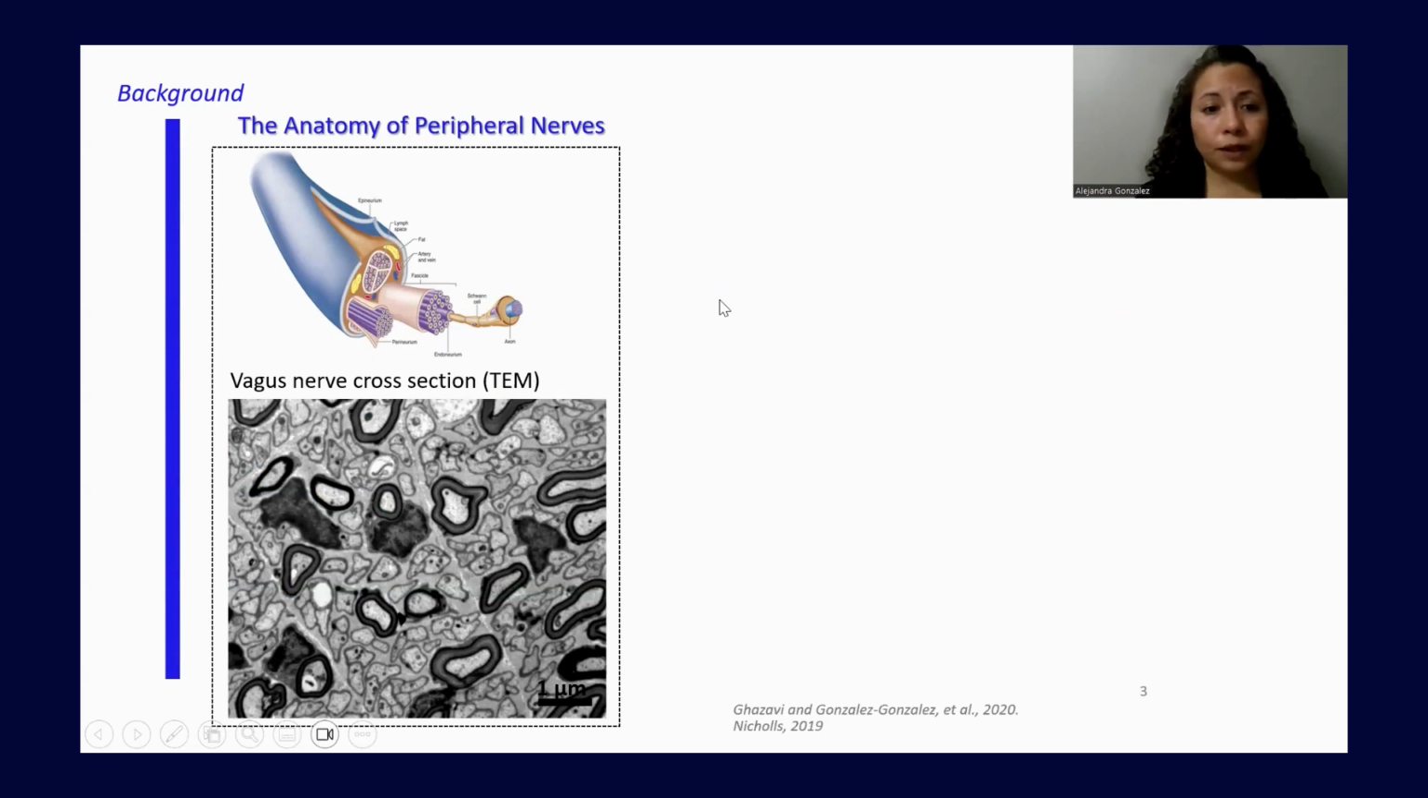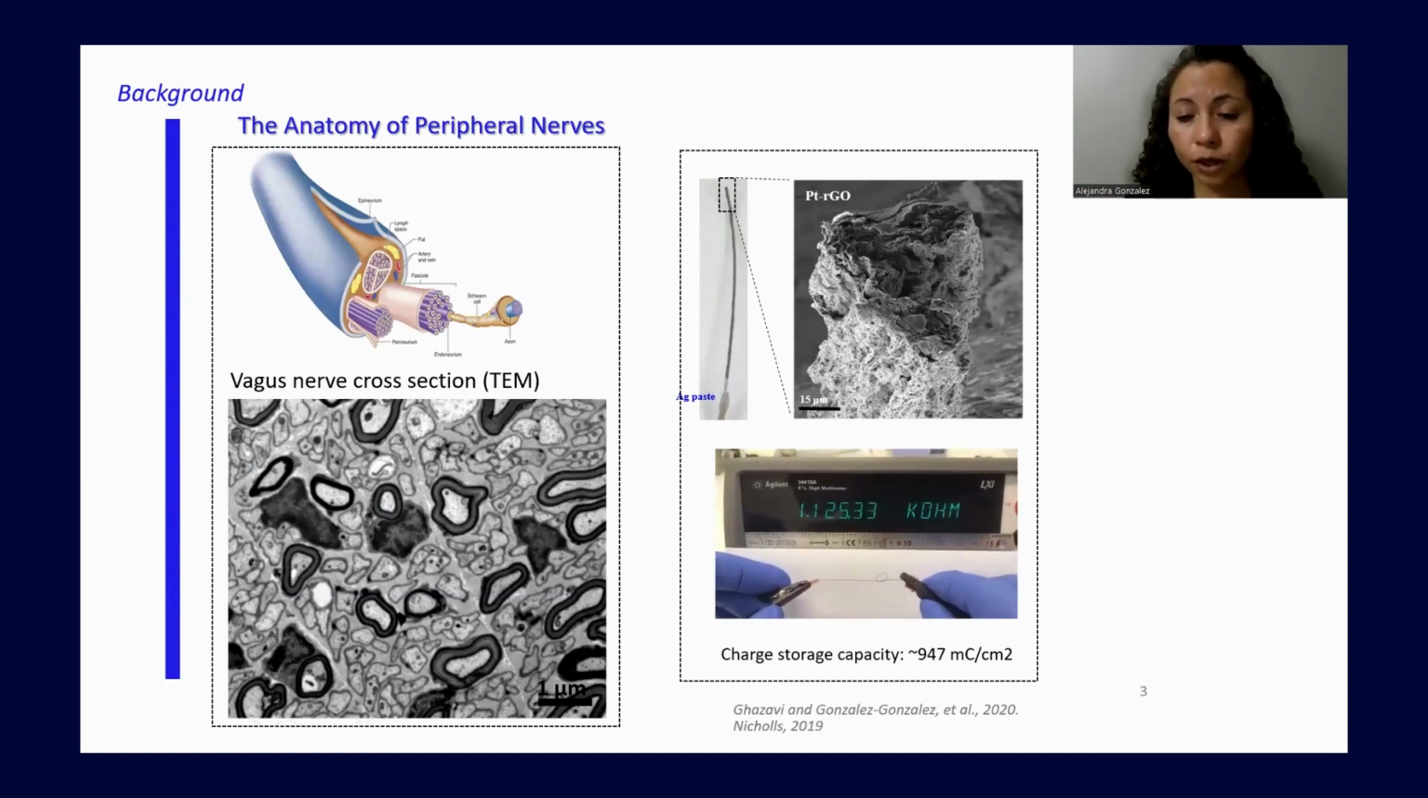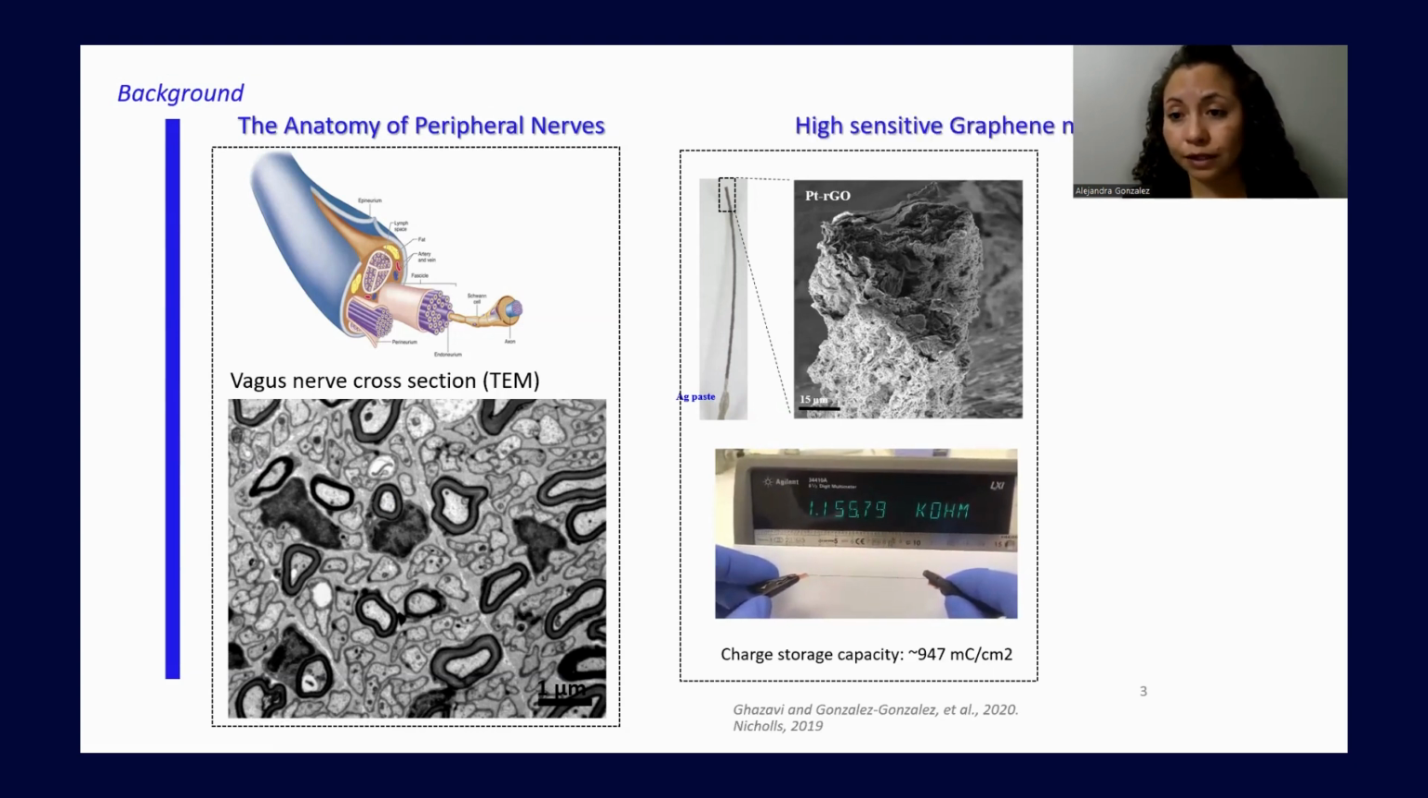If we remember the anatomy of the nerves, we can have monofasciculated or polyfasciculated nerves that include multiple fibers, including myelinated and unmyelinated fibers. We recently developed these graphene fibers that are highly sensitive and also highly flexible. In this video we are also measuring the impedance, and we see that these fibers are flexible, we can tie a knot and the impedance does not change, which is important for neural interfaces.